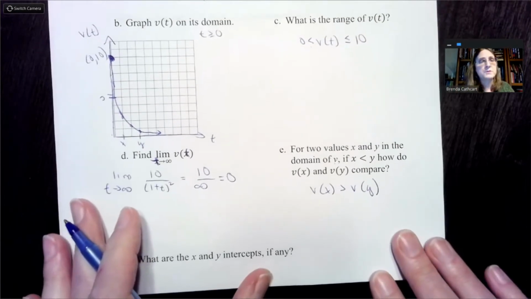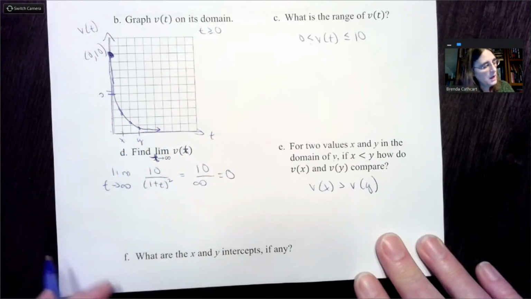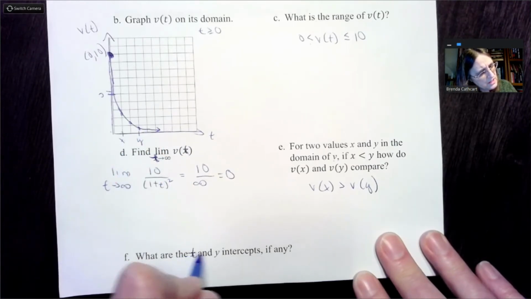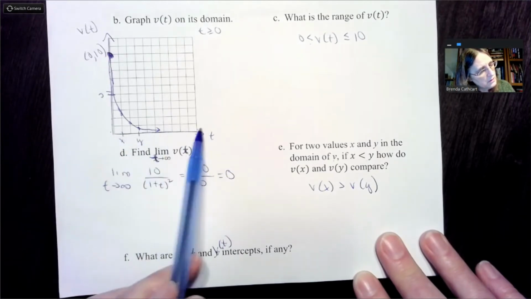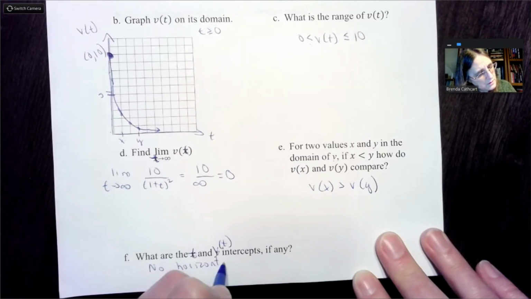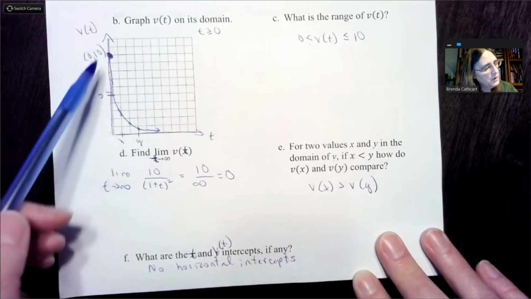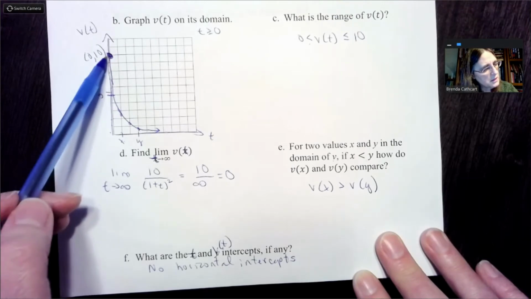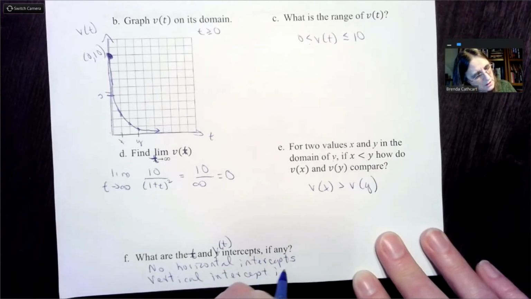Now, what are the intercepts? Well, we don't have an x-intercept because this does not cross the horizontal axis. I guess I should call these the t and the v of t intercepts, or the horizontal and the vertical intercepts. So our horizontal intercept, there are none. And our vertical intercept, which is on our velocity v of t axis, is 10.